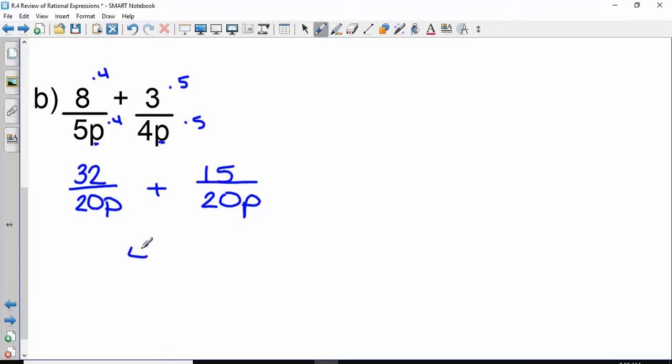32 plus 15, 47 over 20p. What if at that point I had like 40 over 20p? What would I need to do? Reduce. So always double check and see if that can be broken down. If there are any like terms there, but nothing cancels out, so we are done. So far, so good?